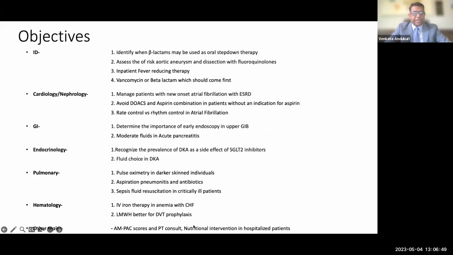These are all inpatient related: ID, cardiology, GI, endocrinology, pulmonary, and hematology. So let's get started, okay?